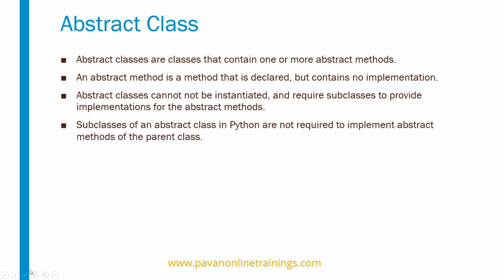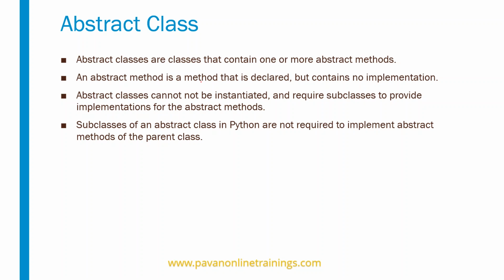So what is an abstract method here? An abstract method is a method that only has a definition, but we don't declare the body of the method. That means it doesn't have any implementation. That's called an abstract method. So when I create an abstract class, it should contain the abstract method.